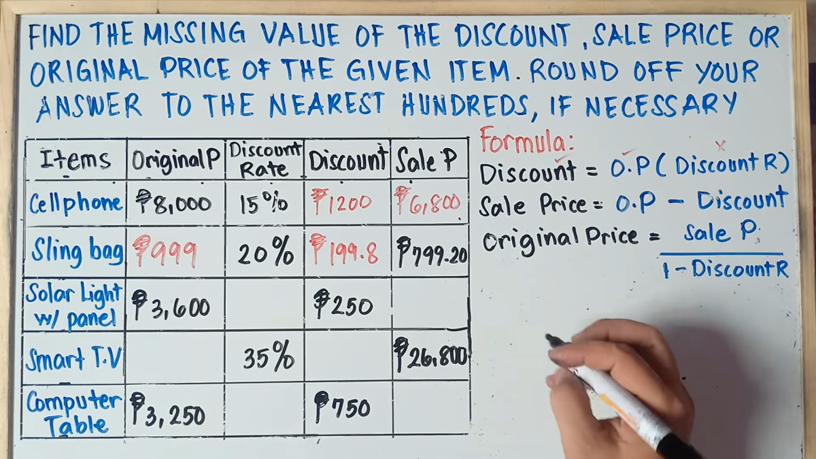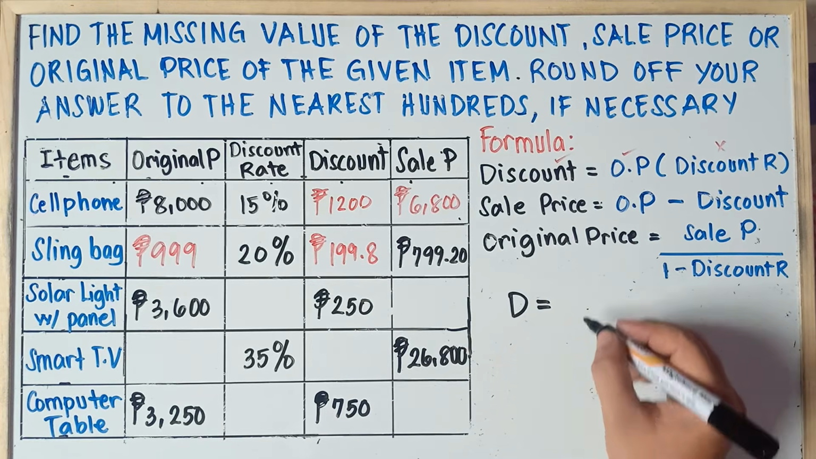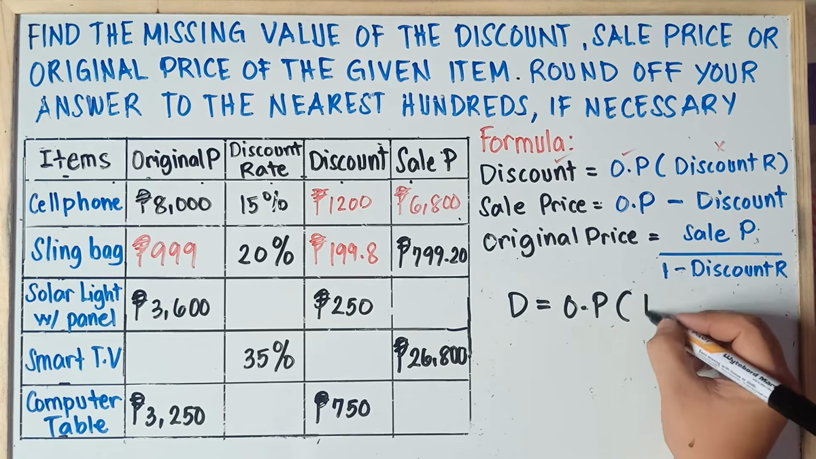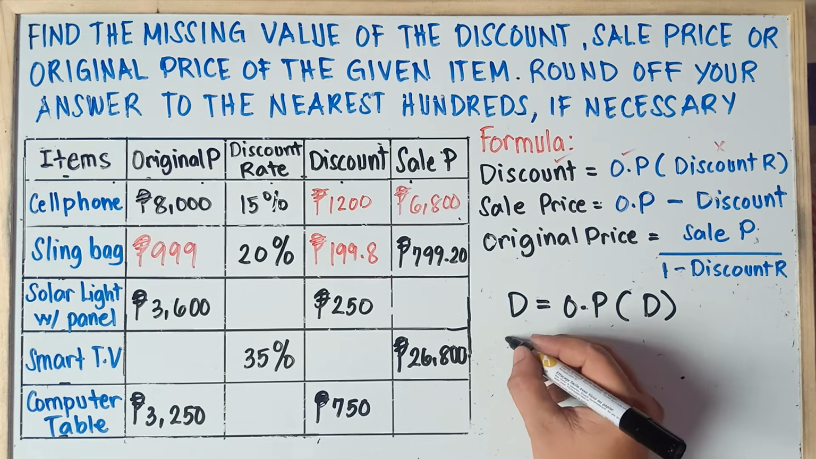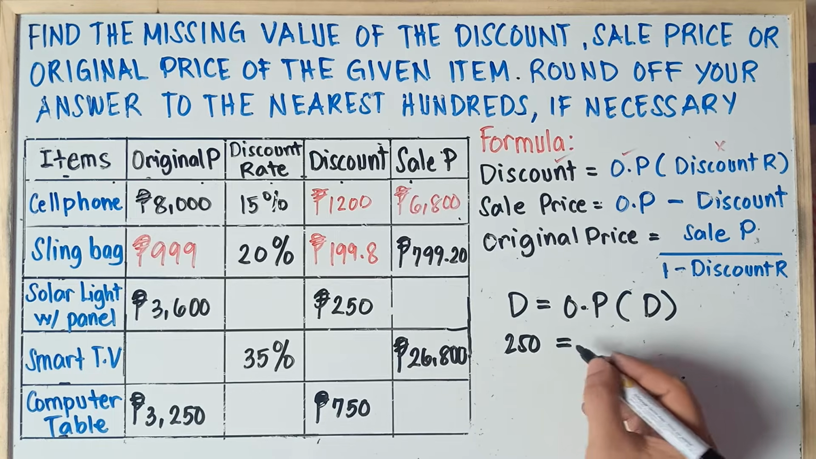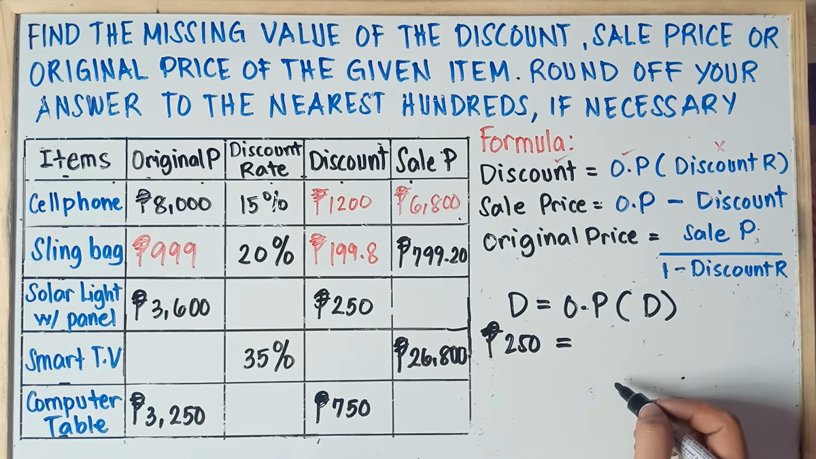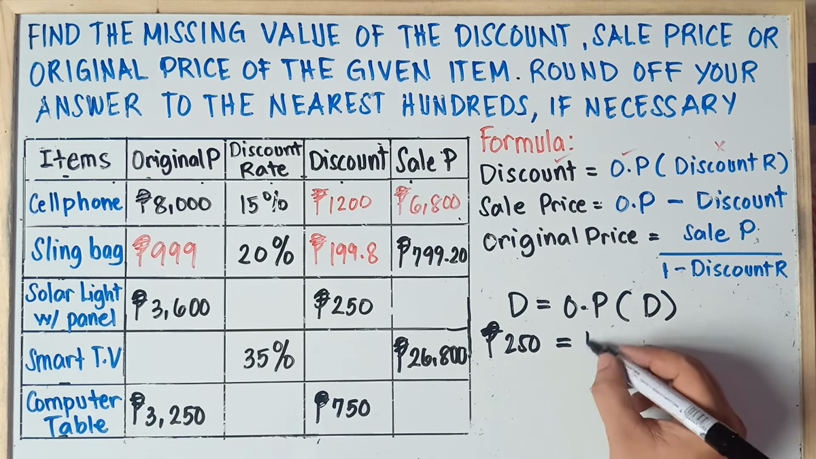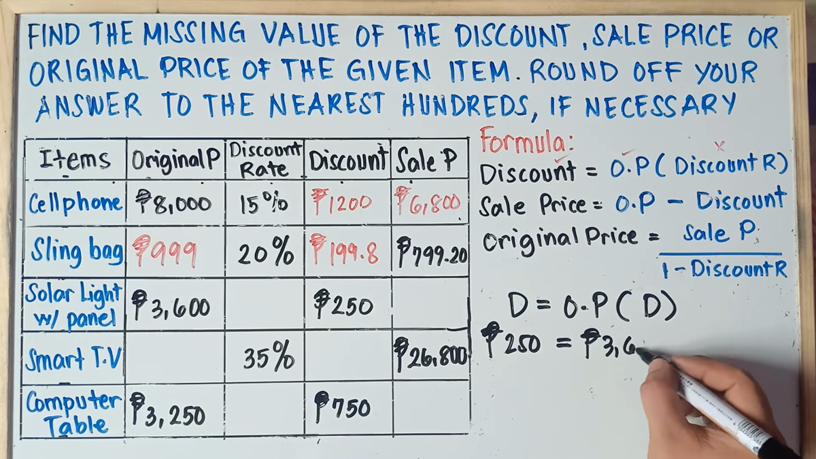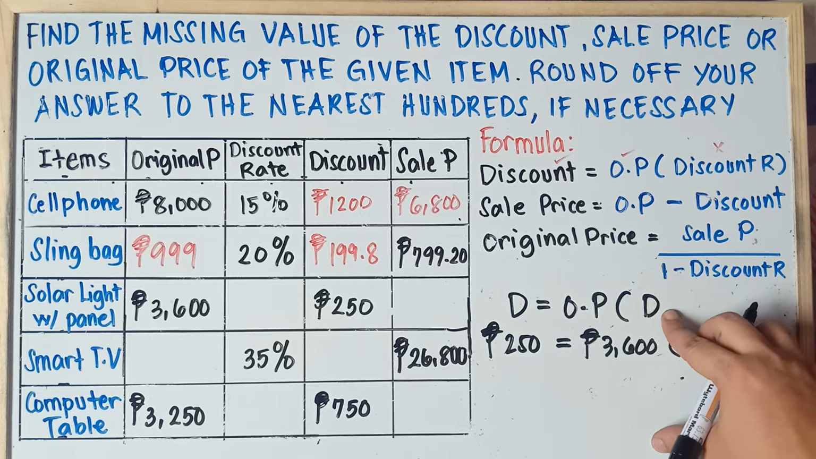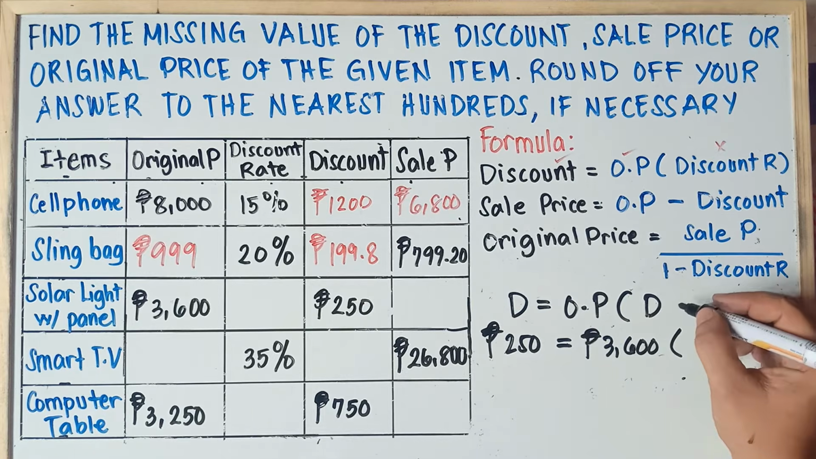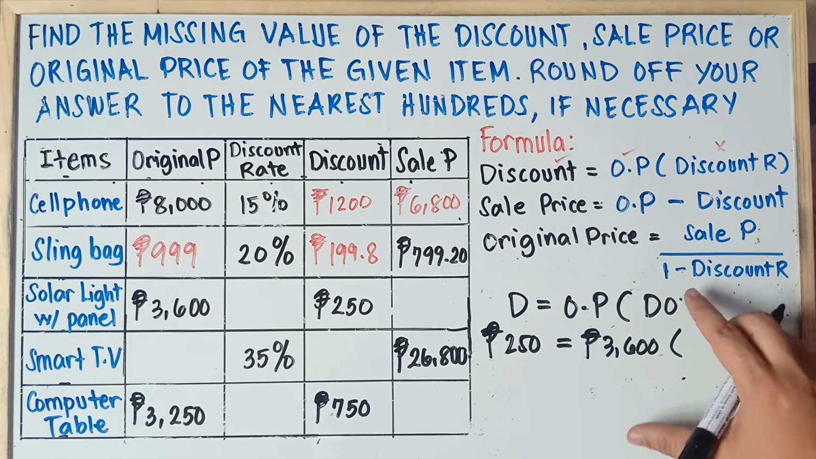Okay, so let's use this formula. Discount equals original price times the discount rate. Do we have the discount? Yep, that's 250. So substitute the value, class. Plug in the value, 250. So 250 equals, you can write the peso sign, original price, that's 3,600, times the discount rate. Sorry, this is not D, it should be discount rate, so I will just put DR, discount rate.